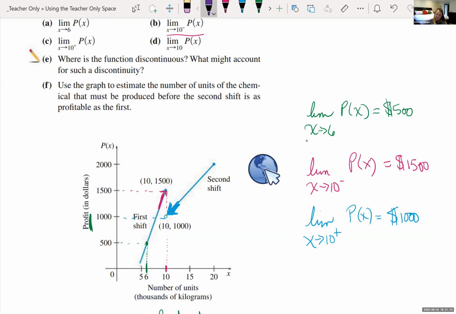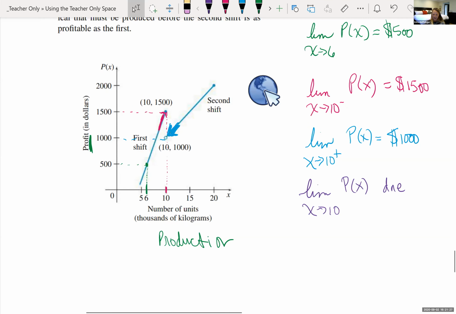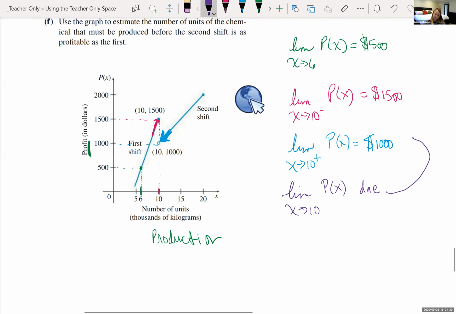So then it says find the limit as x approaches 10. And the limit as x approaches 10 of P of x does not exist. And so I might ask you why, or you need to tell me why. And the reason why is that this does not equal this. The limit as x approaches 10 on the left of P of x does not equal the limit as x approaches 10 on the right of P of x.